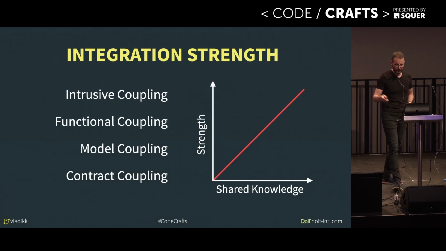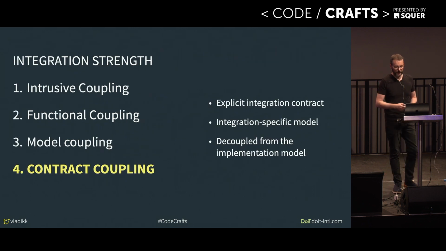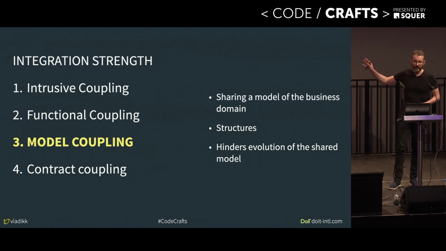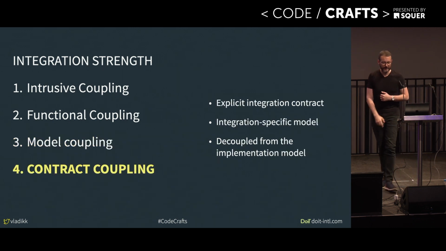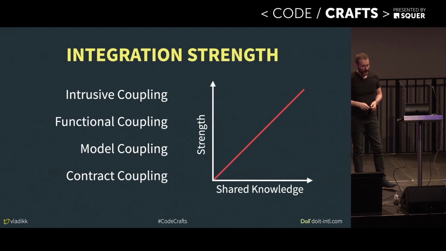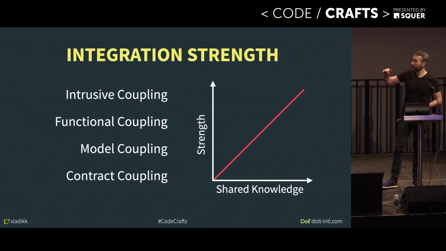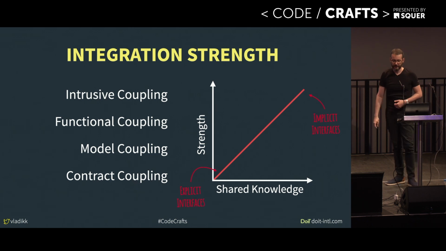Now, one thing that I have of course forgotten is that all the static connascence levels are relevant here in this boundary of model coupling. Okay, let's go on. So again, going from intrusive, where we share the most knowledge, all the way down to contract, where we minimize the knowledge that's being shared.